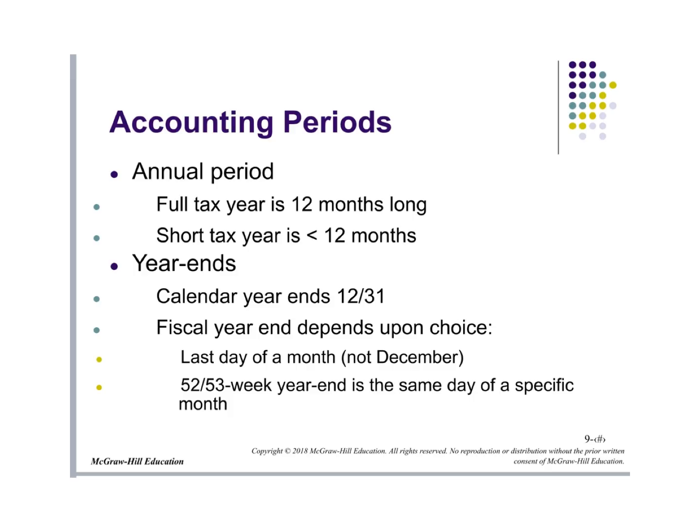All right, and we've already talked about some aspects of this, I guess. So accounting periods, all right, a full tax year is 12 months. A short tax year is something less than 12 months for year ends. If you're a calendar year end company, then that's 12/31. And then if you are a fiscal year end company, you can choose something that relates to your business purpose.